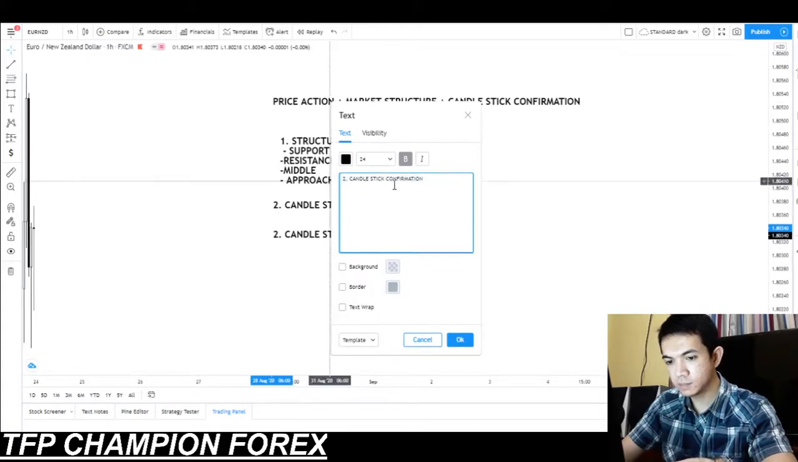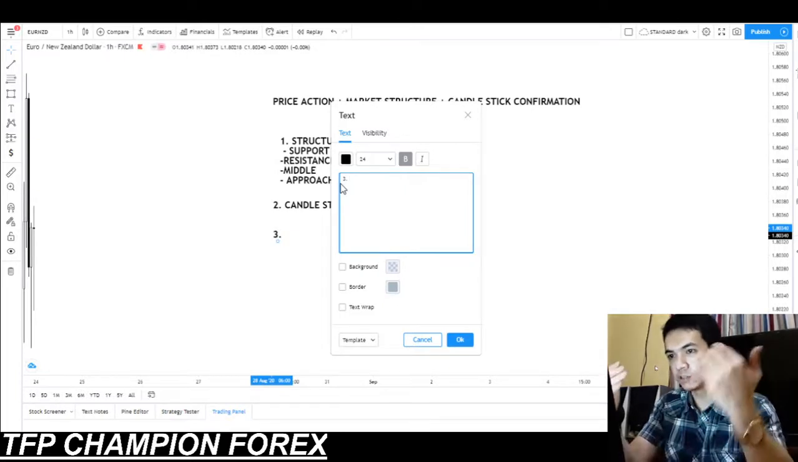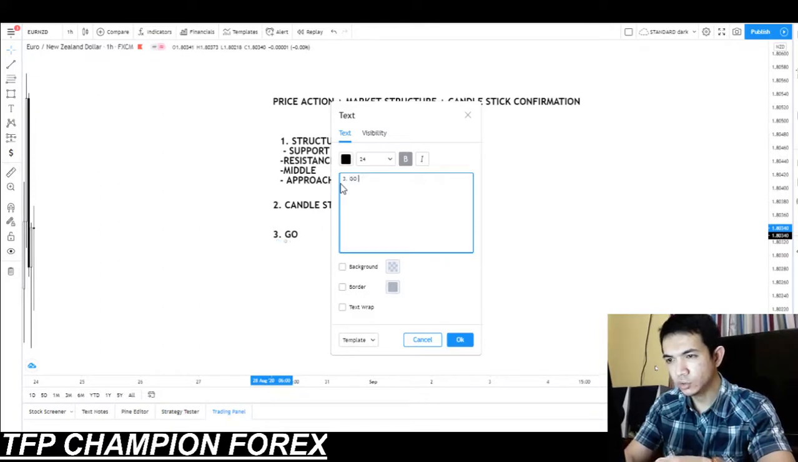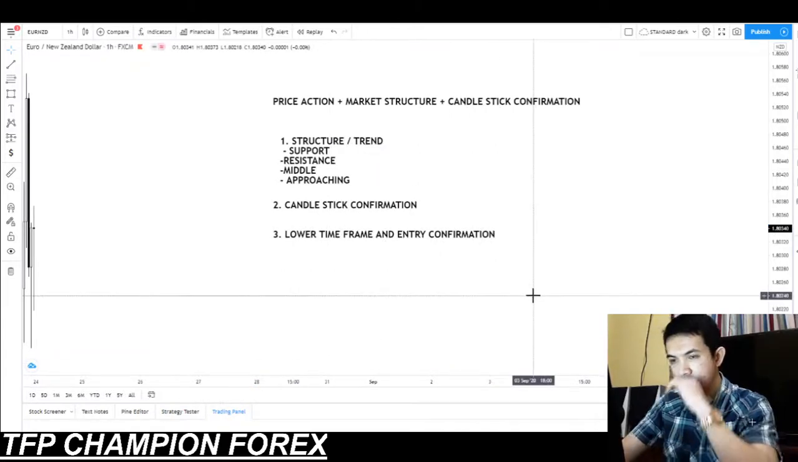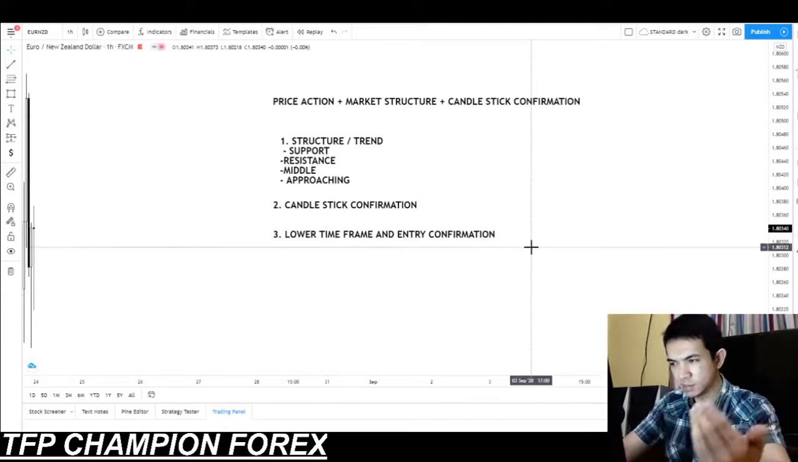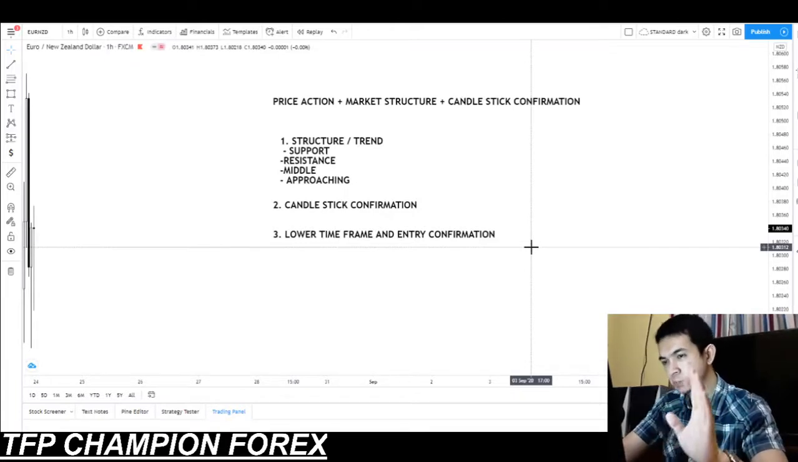And then after that, after you have this candlestick confirmation at your higher time frame, you have to make sure what? Go to, again, ask yourself, am I ready now to go to the lower time frame for my entry and confirmation? So normally these are the three questions I always ask myself prior to entering a specific trade.